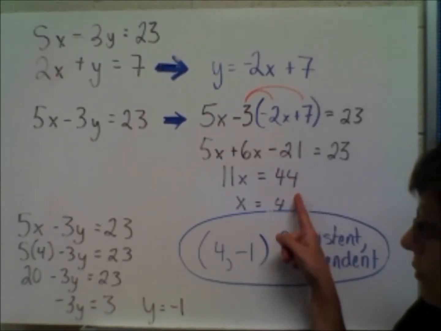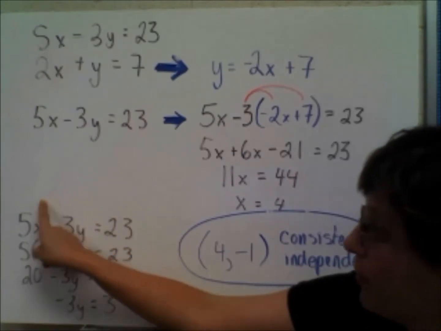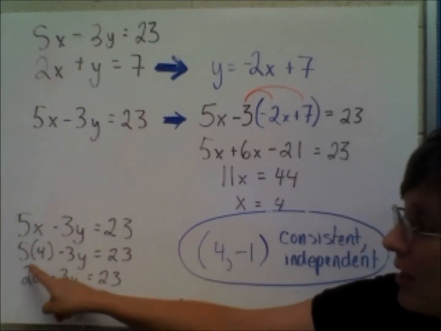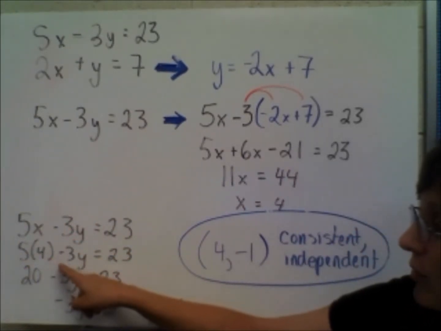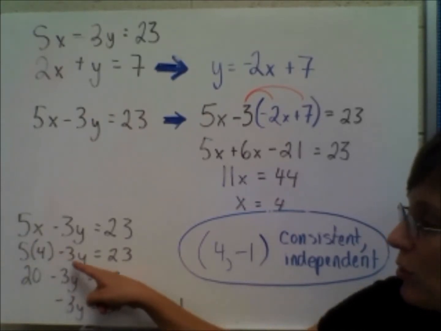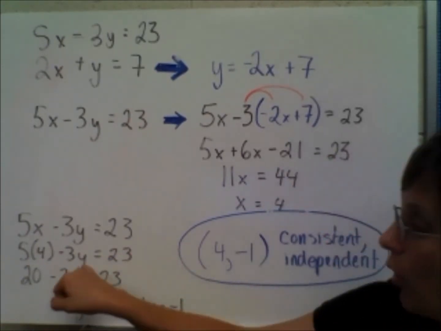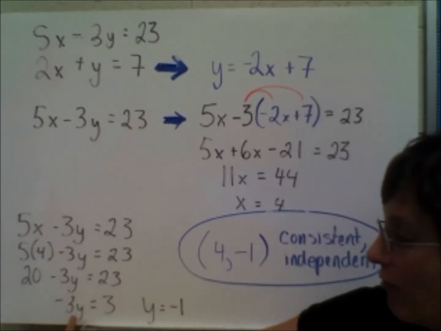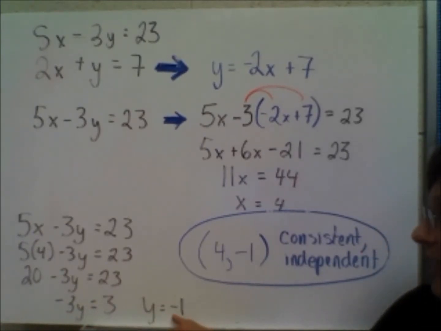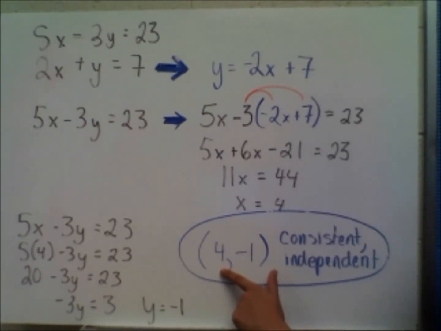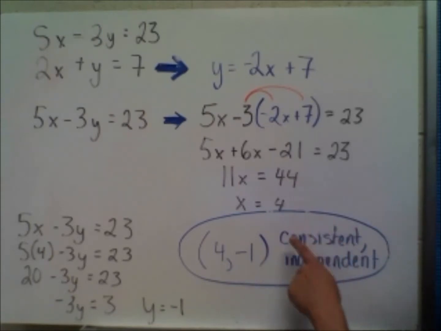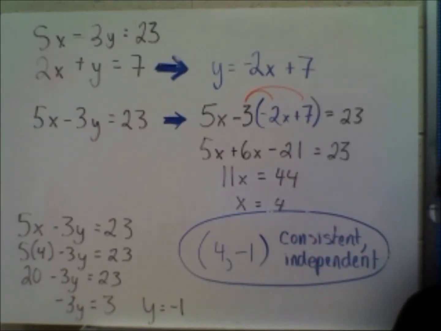I take that 4, and I put it in here. I get 5 times 4 minus 3y equals 23. Only one variable, I can solve for y. Y equals -1. Here's my final answer. For -1, it's a consistent, independent system.